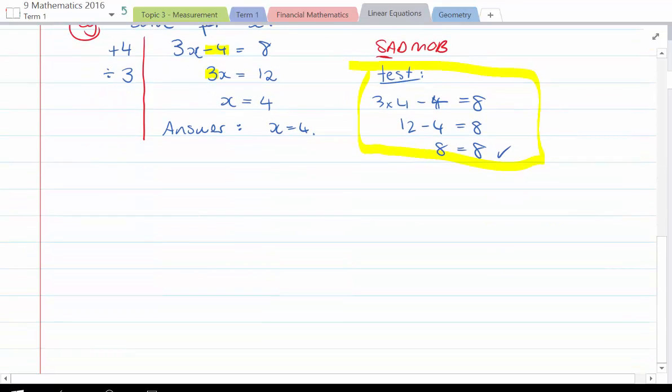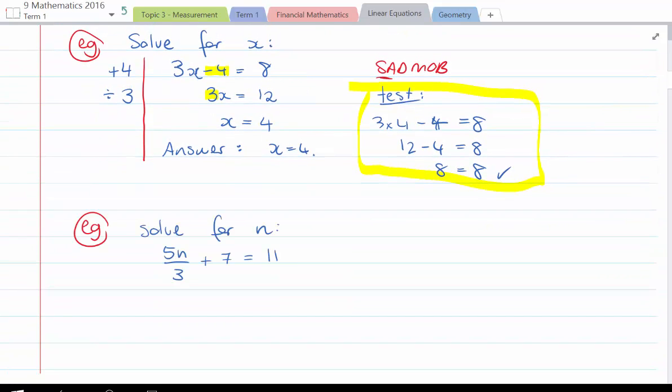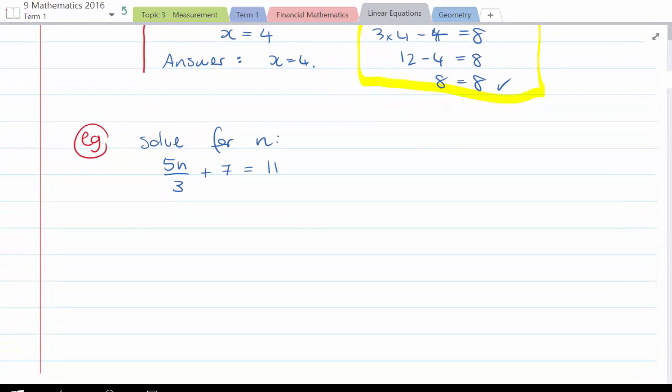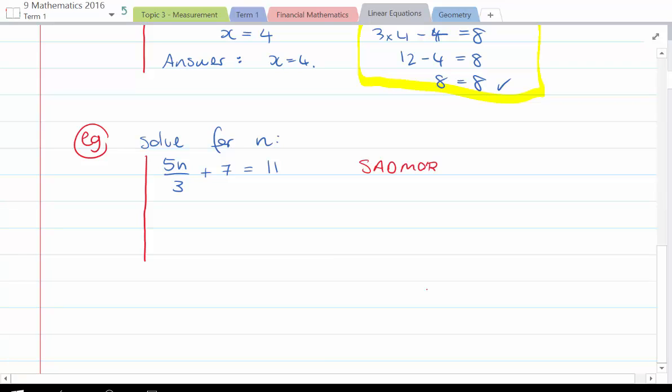Okay, let's look at another simple example. In this example it says solve for n, and we've got the equation 5n on 3 plus 7 is equal to 11. So we'll go back again and we'll think about SADMOB. Remember, first we worry about addition, subtraction, and our goal is to isolate n. So we want to get n on its own.